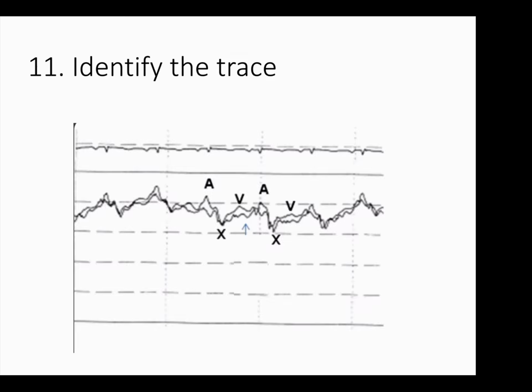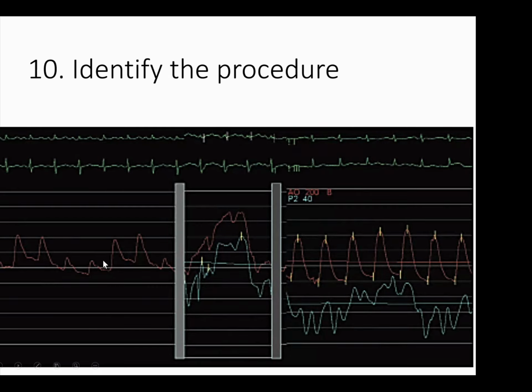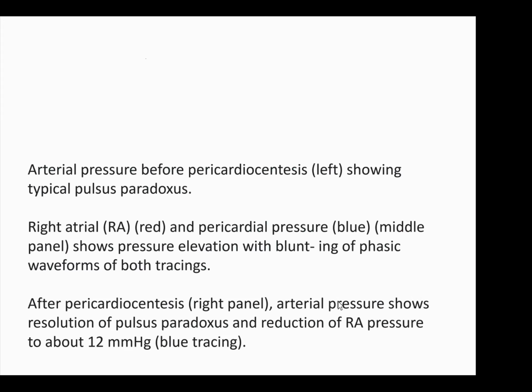Somebody has written in the chat box to show the explanations also. So the previous explanation, I think he wants to know. In the previous trace, there are three traces, A, B, and C. In A, we are seeing the pulsus paradoxus. In B, we are seeing the raised RA pressure and the raised pericardial pressure, both are matching. The increased or normal aortic pressure with the decreased intrapericardial pressure. Now going to the terminologies.